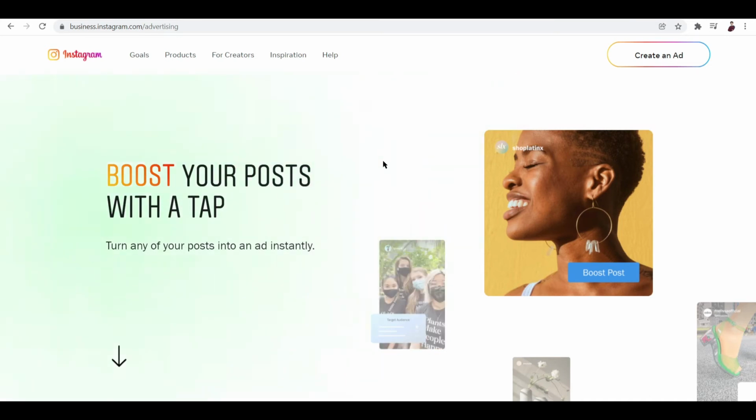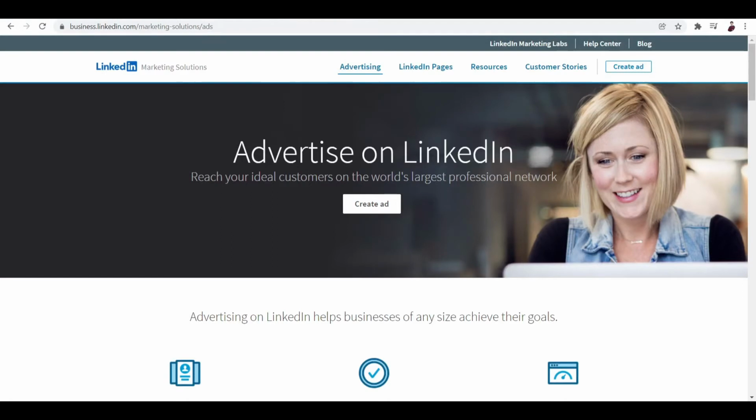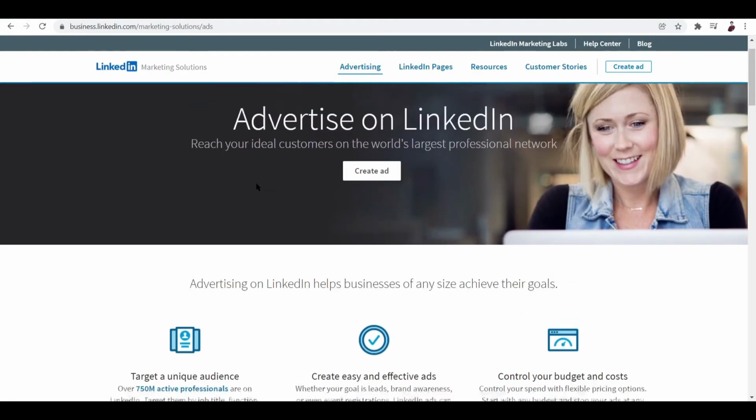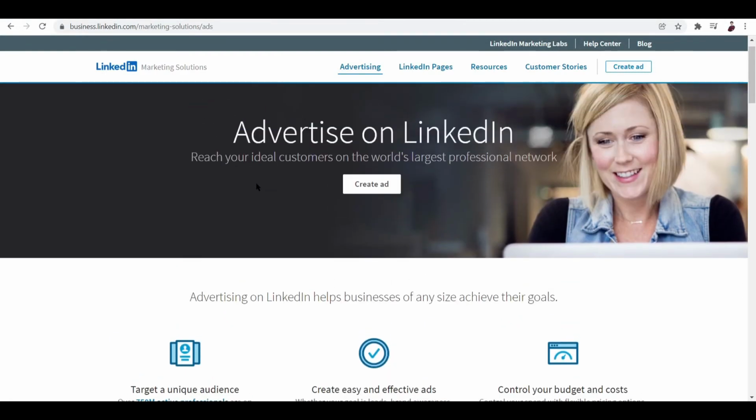So another alternative is for you to use LinkedIn ads. You can also actually advertise on LinkedIn. Now, people behave differently when they're on LinkedIn, right? You behave differently on Facebook and Instagram, and on LinkedIn you also behave a lot more differently. Why is this?